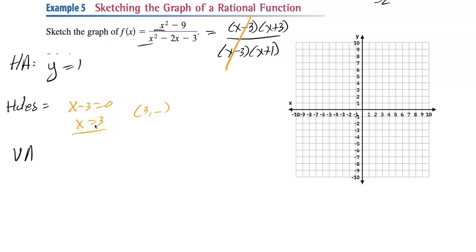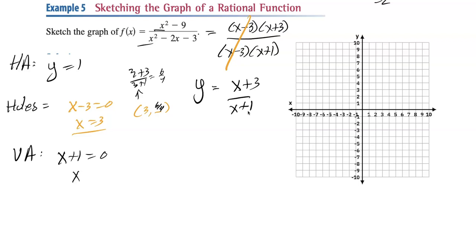Vertical asymptote. So remember, once you find the holes, you do want to rewrite it because you do have a new graph now. So this is my new graph. If I want to figure out what the y value of the hole is, just plug it in. Let's plug it in real quick. 3 plus 3 over 3 plus 1, 6 over 4. So that's where my hole is at: 3 and 6 over 4. For the vertical asymptote, get your new graph and set the bottom equal to 0. So you get x equals -1.